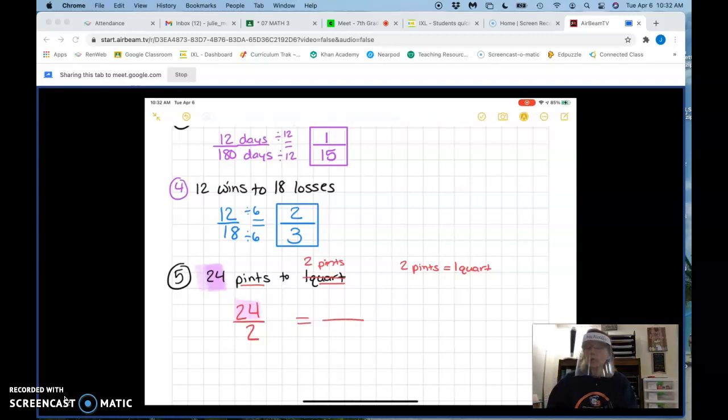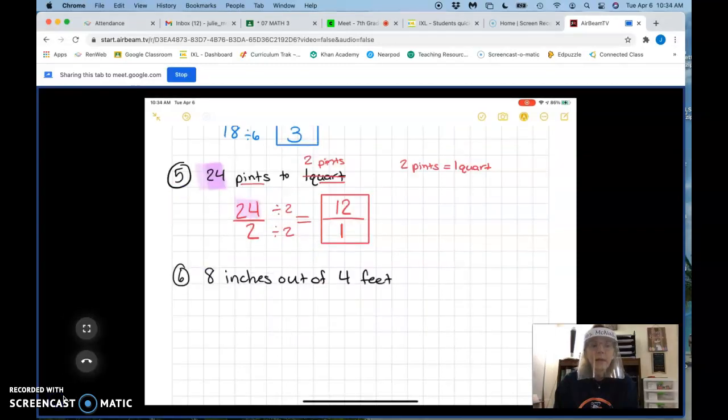What can I divide both 24 and 2 by? 2. Nailed it. Well, what is 24 divided by 2? 12. Wow, that's where you got the 12. And 2 divided by 2? 1. She was multiplying right beside me the whole entire time. I could just look up the calculator. That's why. So 12 to 1 is writing this ratio in its simplest form.